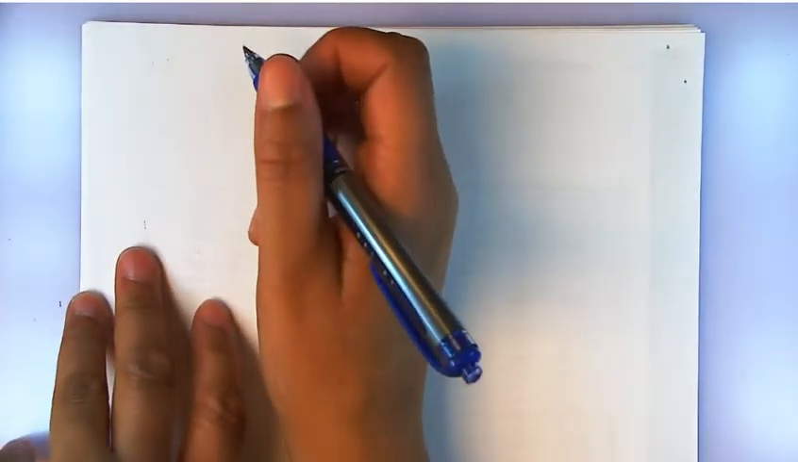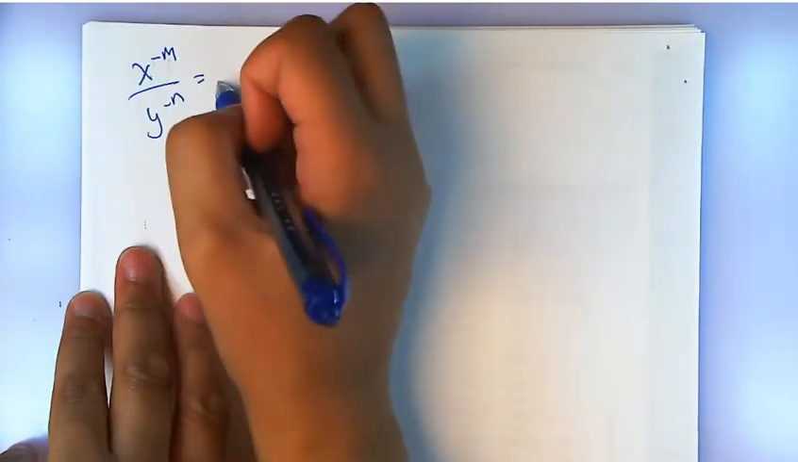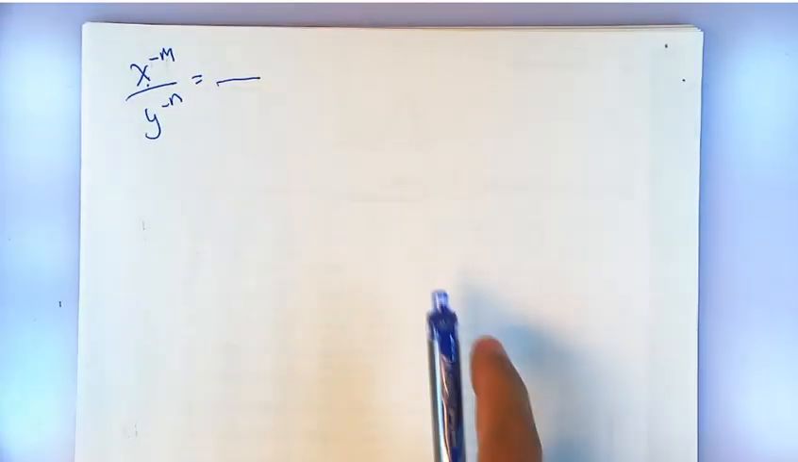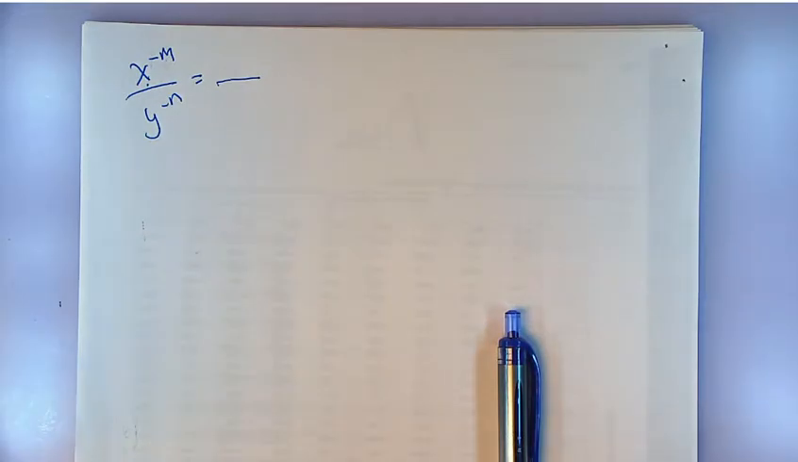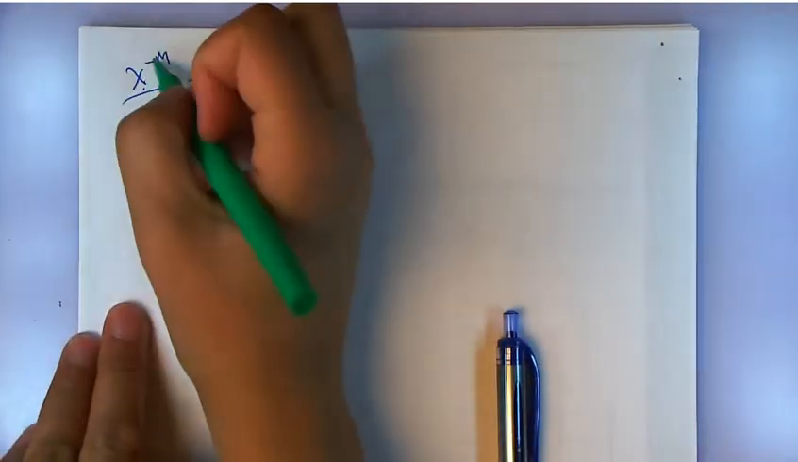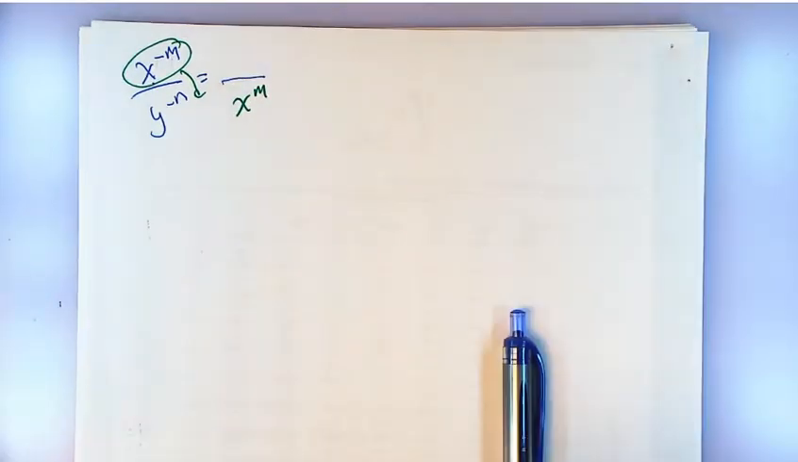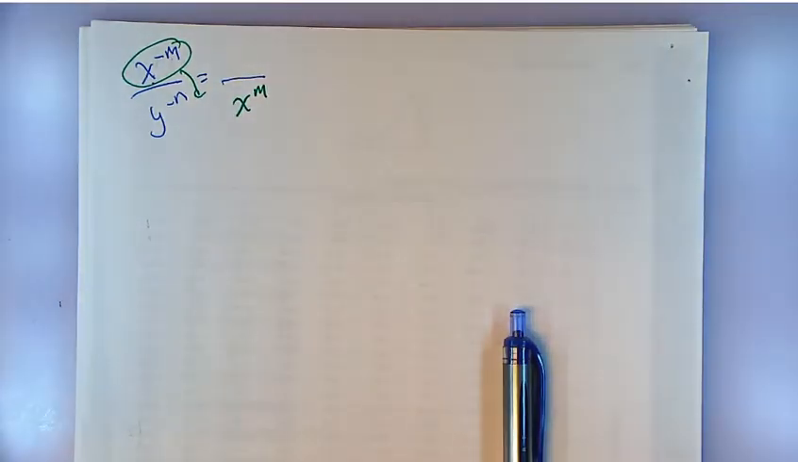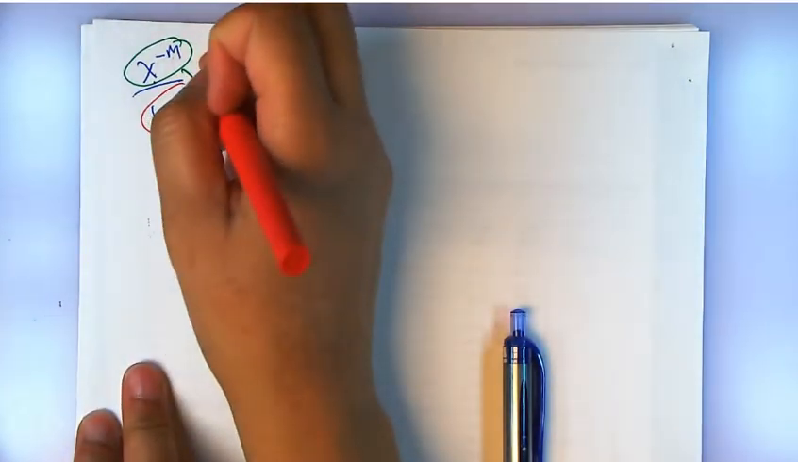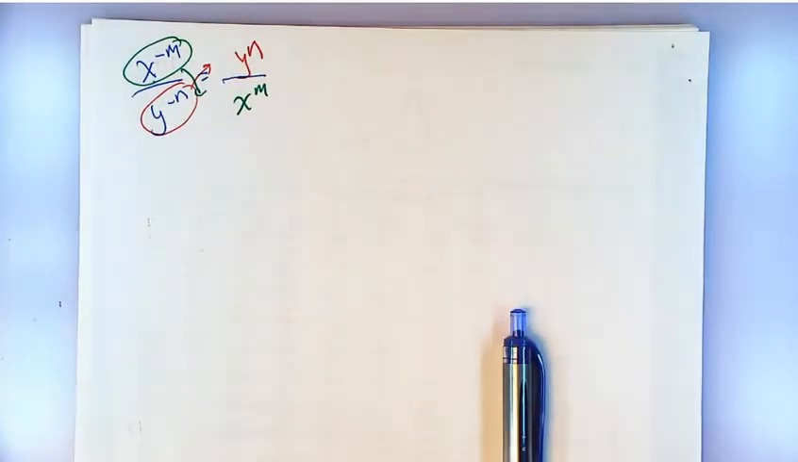So let's apply that to this one. If I had x to the negative m over y to the negative n, if you notice, x is unhappy. So since x is unhappy, where should x go? X should go downstairs. So it becomes x to the positive m. And if y is unhappy, where should it go? Well, it's downstairs, so it should go upstairs, which is y to the n. And so that is our answer for problems like that.